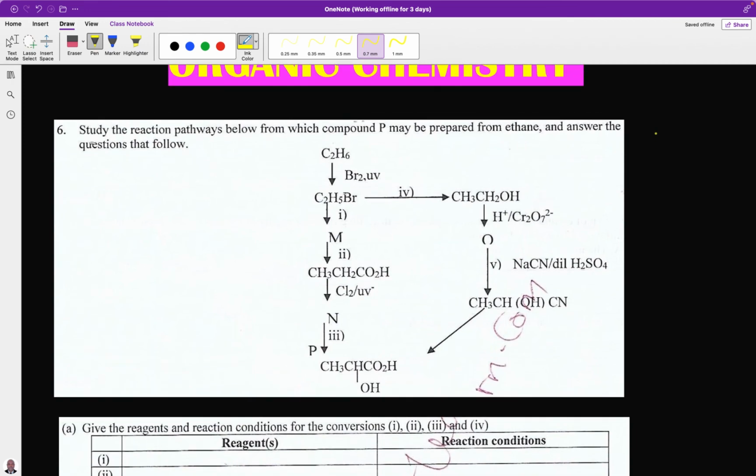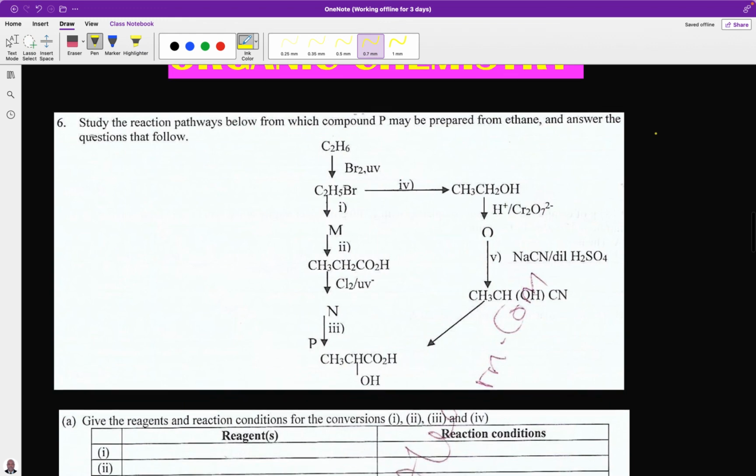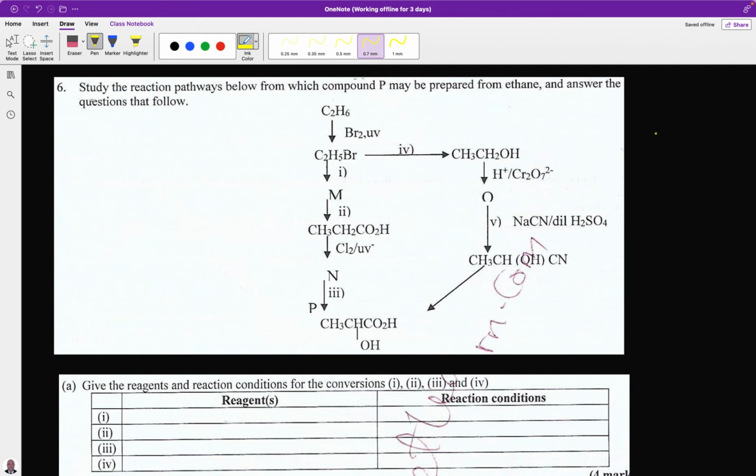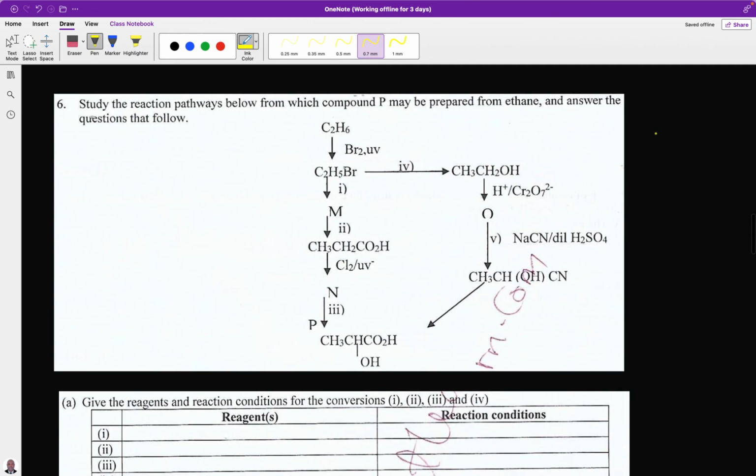Now 4, that is bromoethane, a halogenoalkane, to ethanol. Then we pass through acidified potassium or sodium dichromate. We will have O, and from O we have 5, sodium cyanide in dilute sulfuric acid. We will have the compound 2-hydroxyl propane nitrile. Then back to 2-hydroxyl propanoic acid. This is a synthetic pathway.